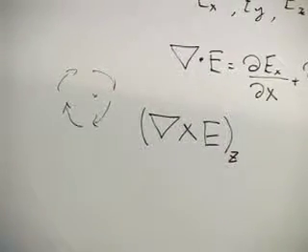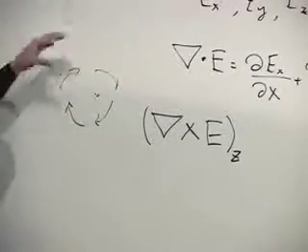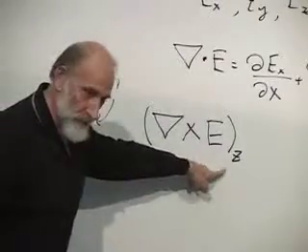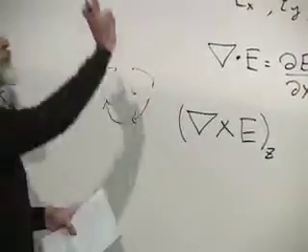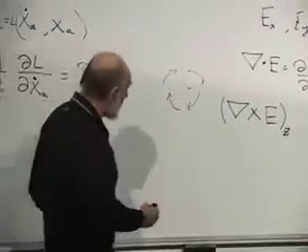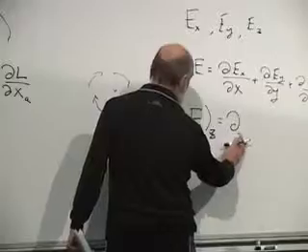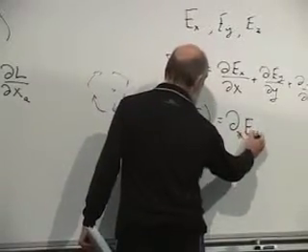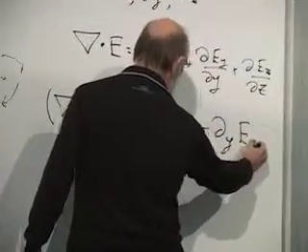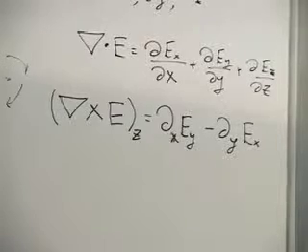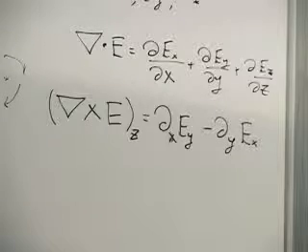The z component is the thing which represents the tendency of the field to wrap around or to circulate around the z-axis. Obviously, we could also think about the tendency to circulate around the x-axis or the y-axis. That's why there's three components. And this is given by the x derivative of the y component minus the y derivative of the x component. That's the z component of the curl. And as I said, it represents the tendency of the field to wrap around that direction.